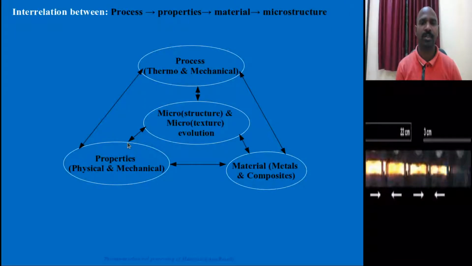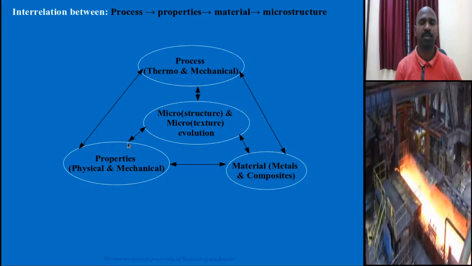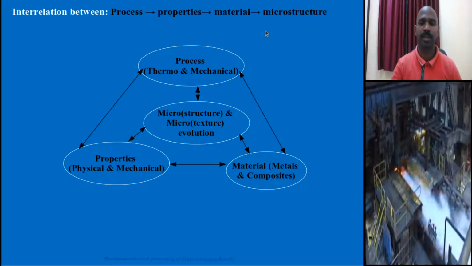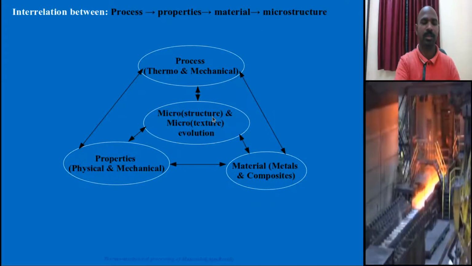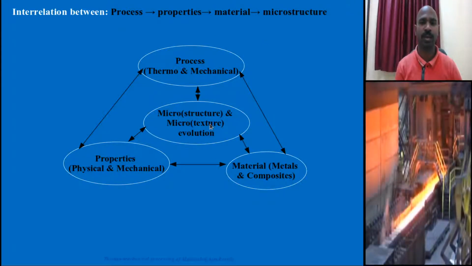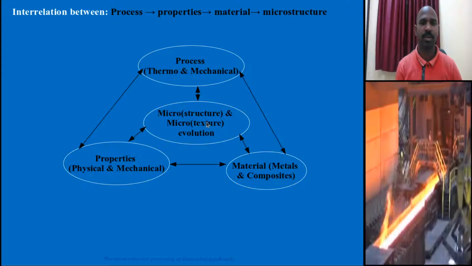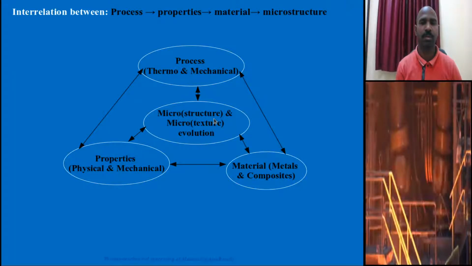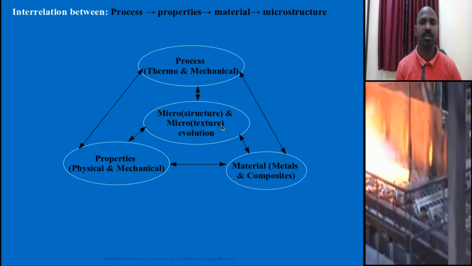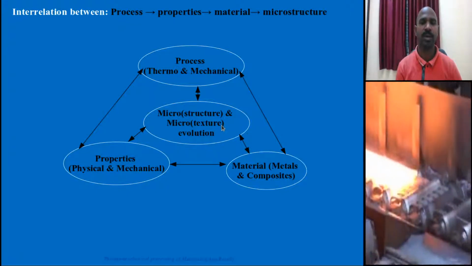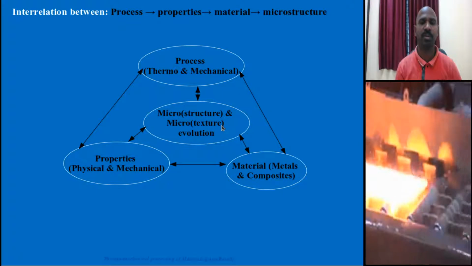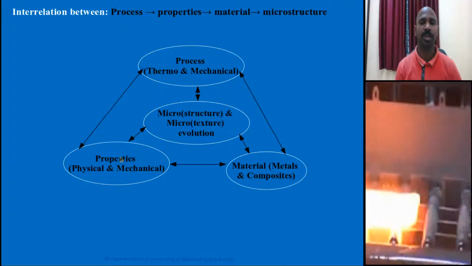There is always a relation in the case of the TMP process between process, properties, material and microstructure. The center point is microstructure and microstructure evolution. As a metallurgical engineer, you talk about microstructure and another advanced parameter, microtexture, the preferred orientation. How is it evolving? In other words, it is related to the properties.